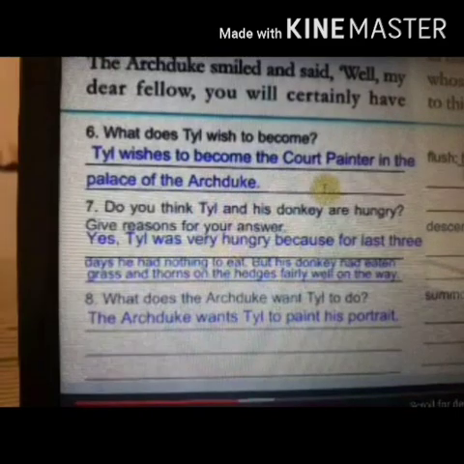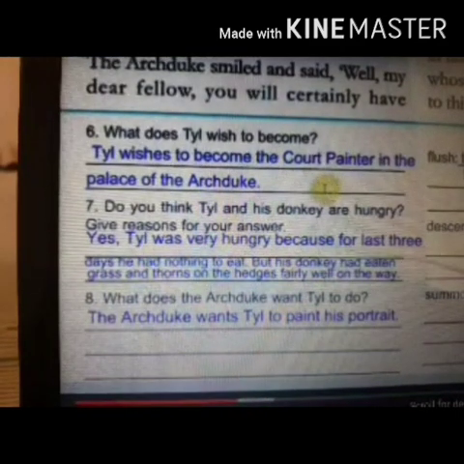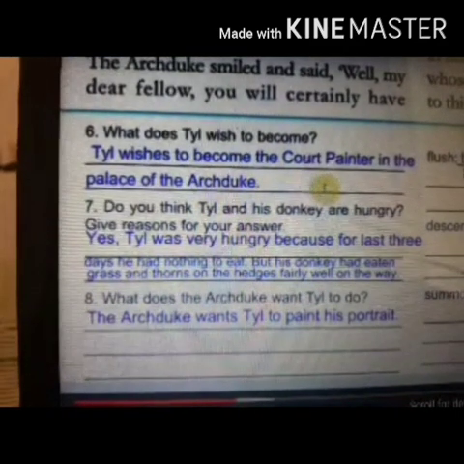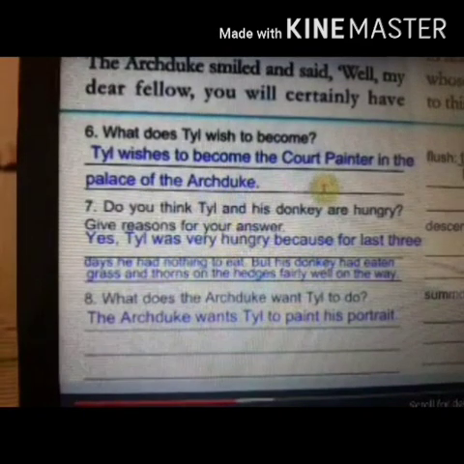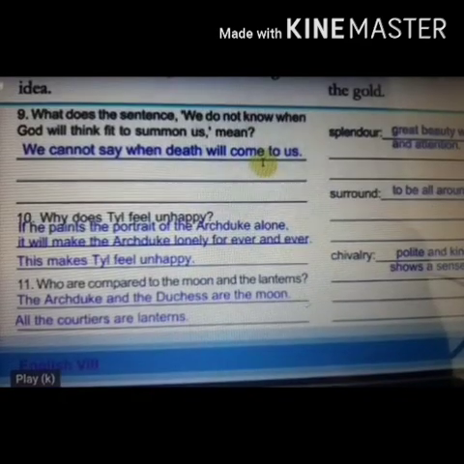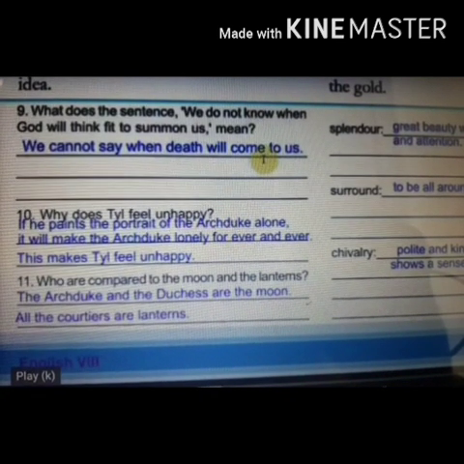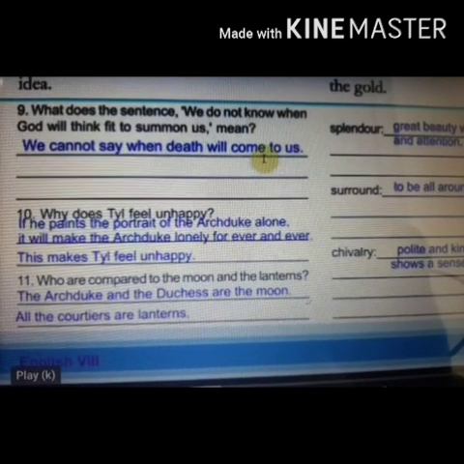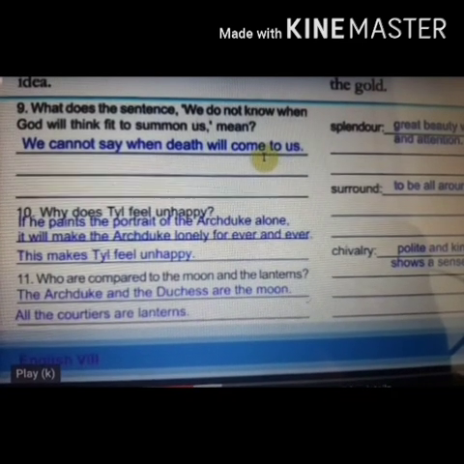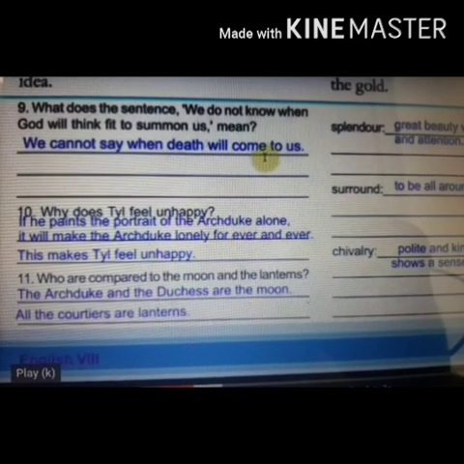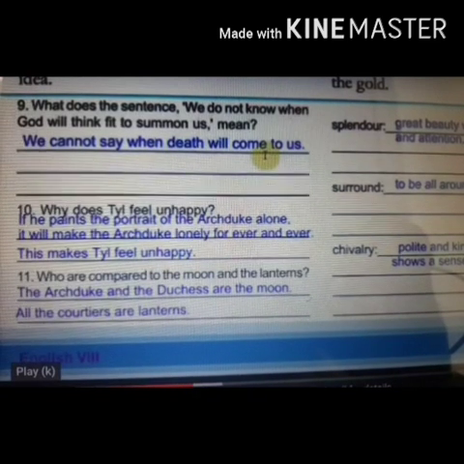8. What does the Archduke want Till to do? The Archduke wants Till to paint his portrait. Number 9. What is the sentence? We do not know when God will think it fit to summon us. We cannot say when death will come to us.